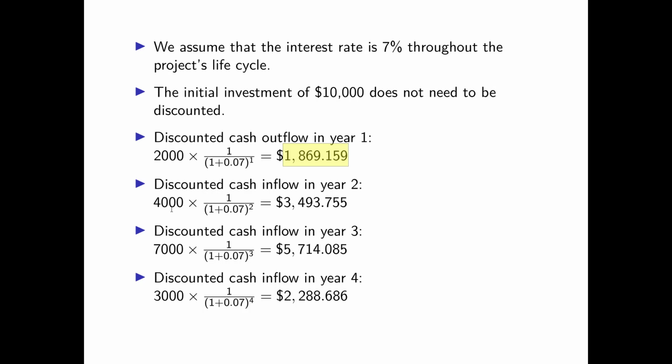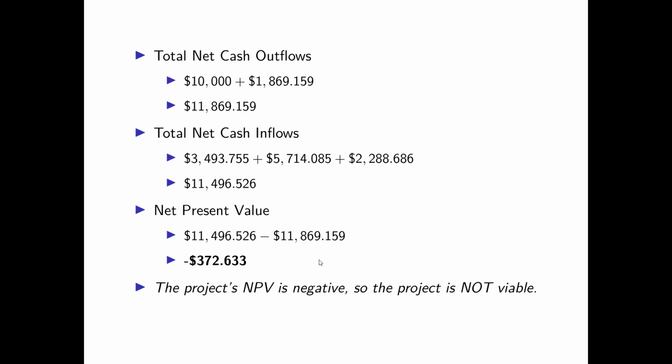Well, our first cash inflow, which occurs in 2 years, a cash inflow of 4,000, needs to be discounted. Notice that now the discount factor has an exponent of 2 here. So $4,000 in 2 years is equivalent to 3,493 and a few cents. 7,000 in 3 years, I'm sorry, is equivalent to this amount today, and $3,000 in 4 years is equivalent to this amount today. All right. So these are the values that we will use for our feasibility study.